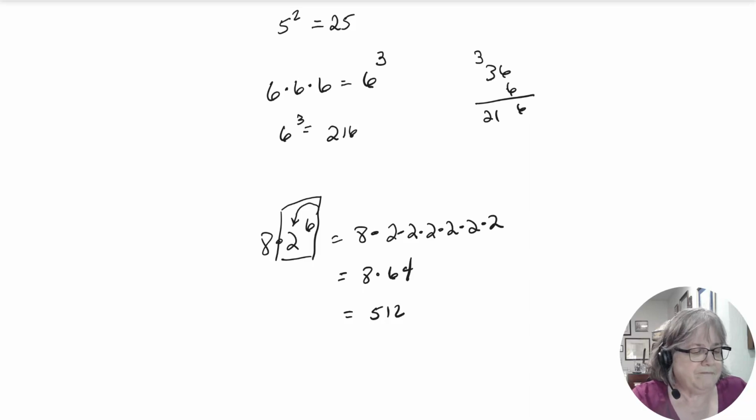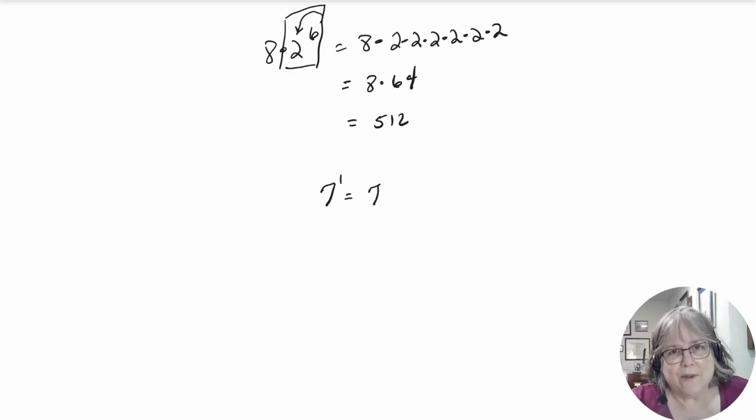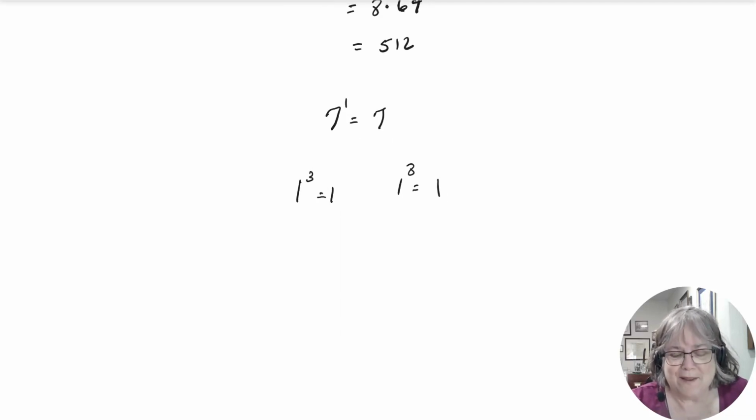Now, one of the things that's really interesting is if you have something like 7 to the first power, that says you have a base of 7, you only write it down one time. So anything to the first power is itself. All right? Likewise, 1 to any power, 1 times 1 times 1 is 1. 1 to the 8th power, 1 times 1 times 1 times 1 times 1 times 1 is 1. Okay, so 1 to any power is 1. Anything to the first power is itself.